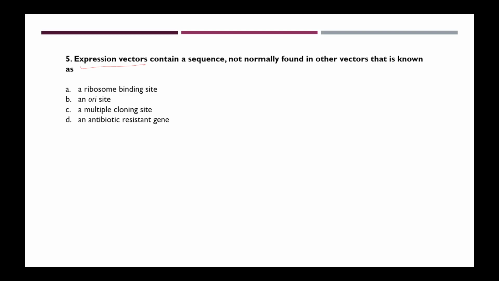Ribosomal binding site. Yes, because the other three can be present in a normal vector also, but if you want an expression vector where you want transcription and translation to happen, you need a ribosome binding site. So the correct option will be ribosome binding site. Okay.